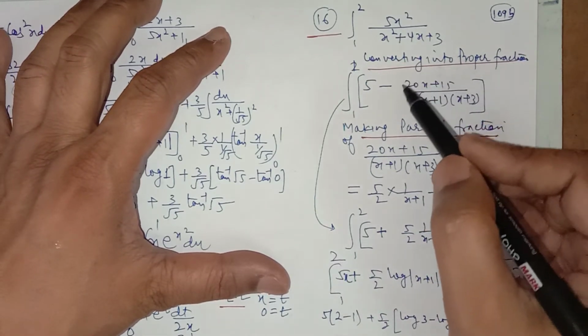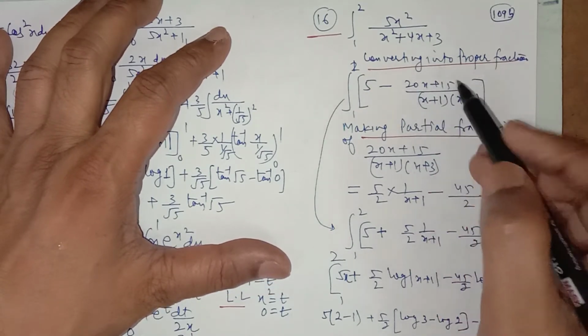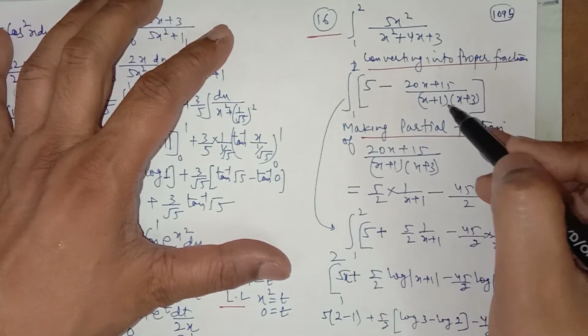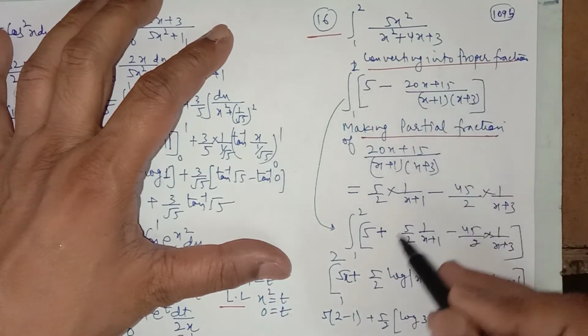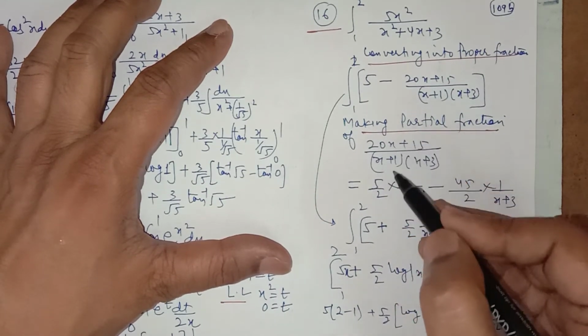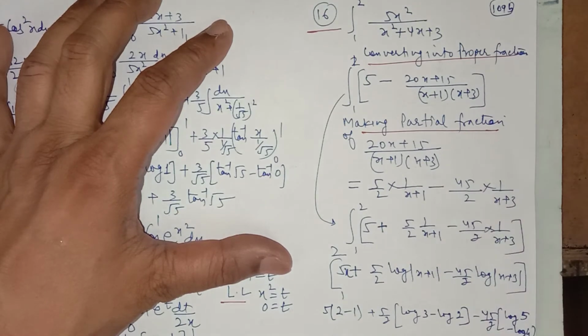Now this integral will be done by taking the partial fraction. It is not so easy. This question will become very lengthy. So (2x + 15) upon (x + 1)(x + 3), to make it a partial fraction, as you know how we have to do it: A upon x + 1 plus B upon x + 3. Make the partial fraction, take your own time.